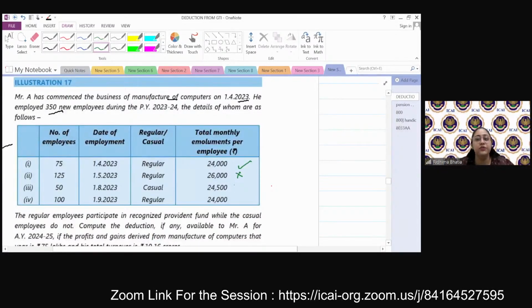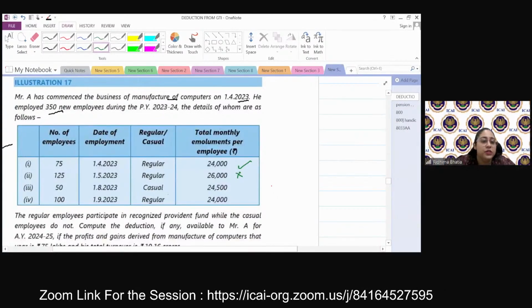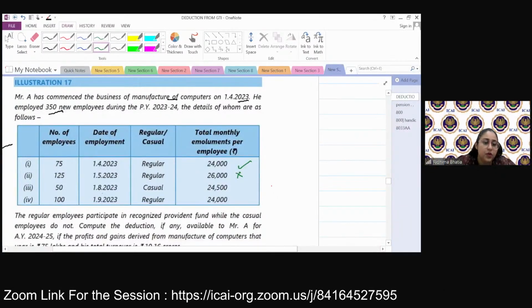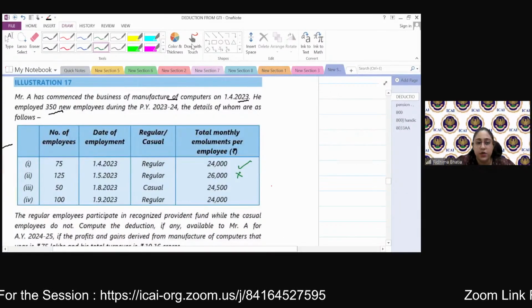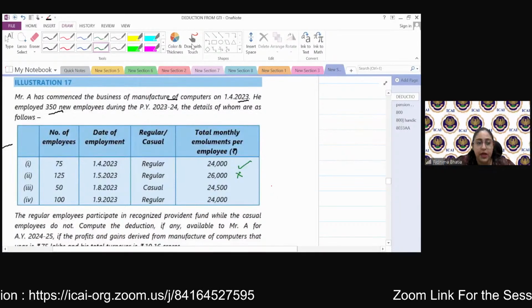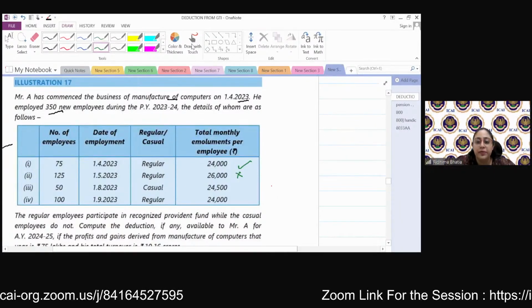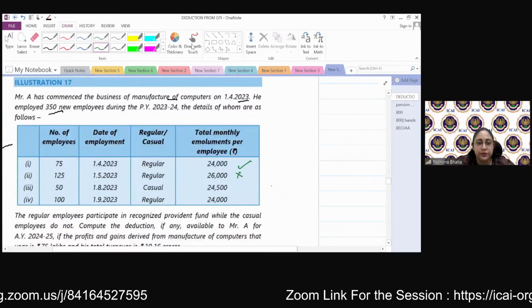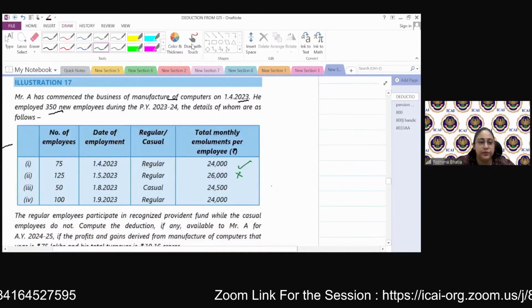First I calculated the new employees, and then from those I took out the ones who are not eligible. 50 employees are employed on 1st of August 2023 for a salary of 24,500, but it is written that casual employees do not participate in provident fund. So they are also out.